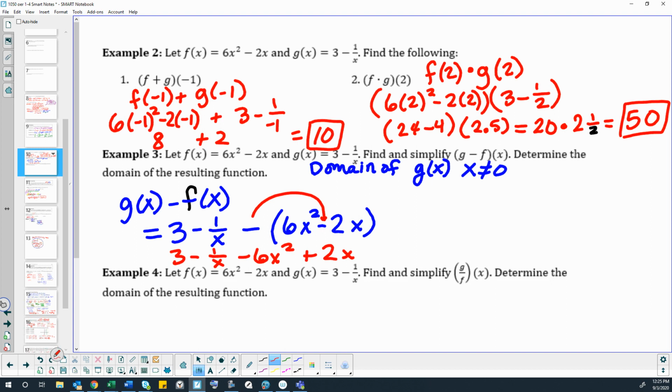Is there anything else we can simplify? Do we have any like terms? We do not have any like terms. So we're done. It's as simple as it gets. And the domain of g minus f of x is that x cannot equal 0. And the reason it can't equal 0 is because the domain of g of x is that x can't equal 0. We now have that 1 over x as part of our new function. So the domain is still affected by that.